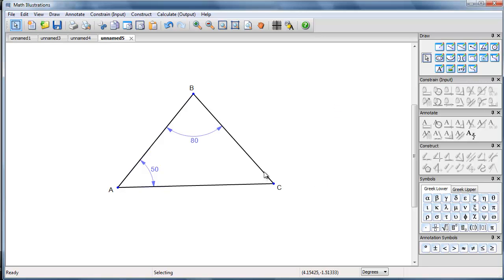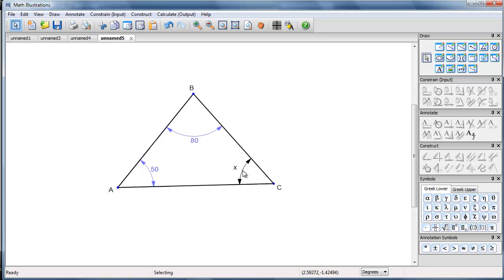Now I'd like to ask the student for the exterior angle at C. What I can do is this. I select the two lines and go to annotate and annotate the angle. I'm going to put X in there. But that's the interior angle.